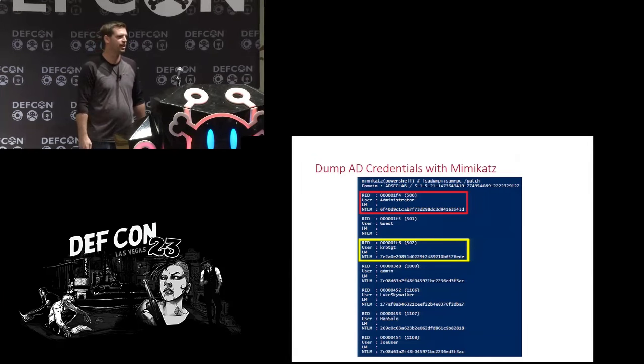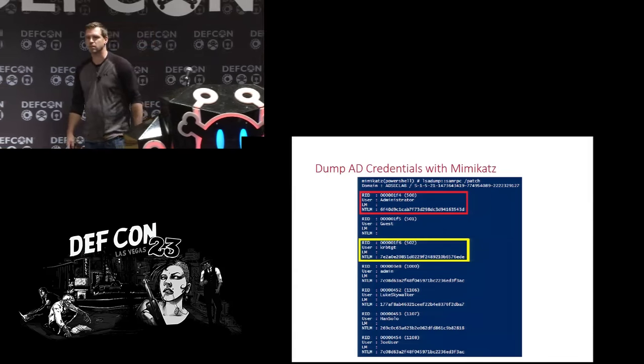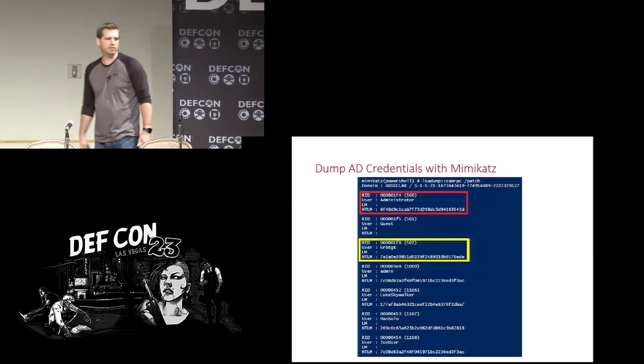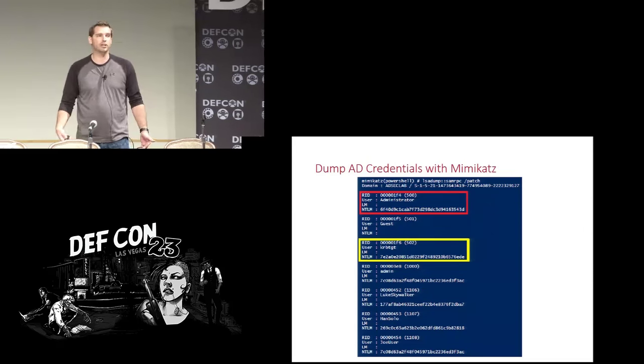This is what it looks like once I get those credentials and I dump the domain. In red is the default administrator account for the domain, and then the next one that's in yellow is the KRBTGT account. So now I can create golden tickets.